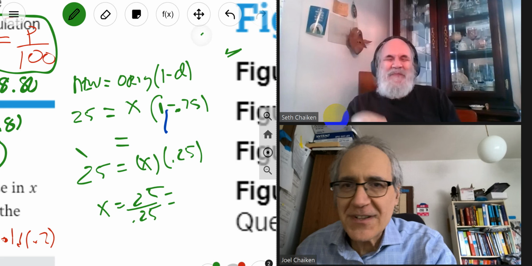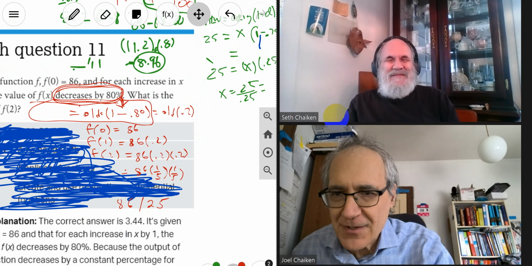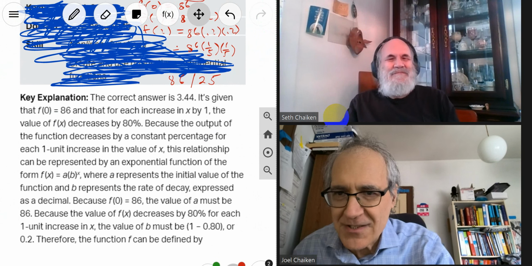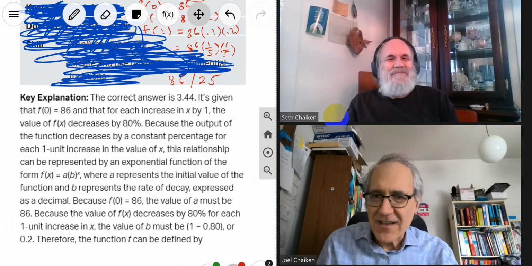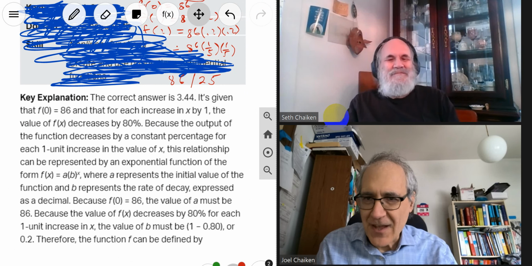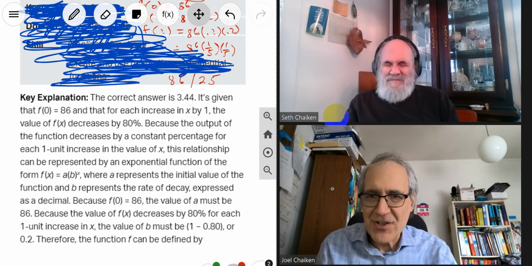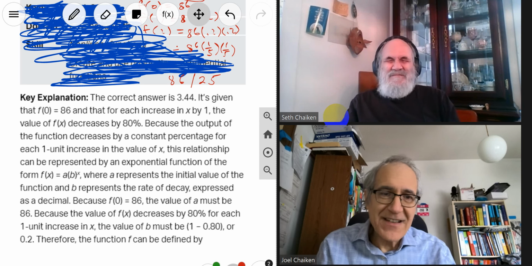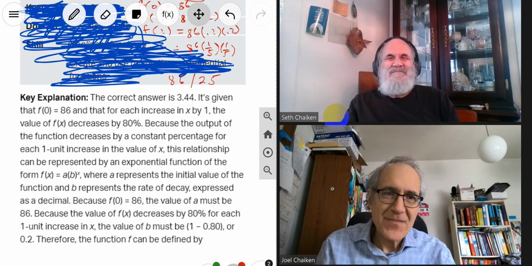Oh, wait, we never looked at the answer. Oh, my goodness. So, here, look at this explanation. What did they say? The correct answer is that it's given that the value decreases because the output of the function decreases by a constant percentage for each 1 unit. Whoa, they're going exponential on us. That's essentially what Seth did. Do you see the answer?